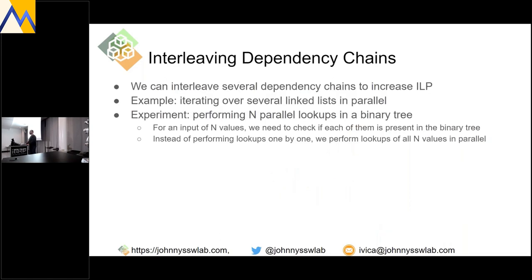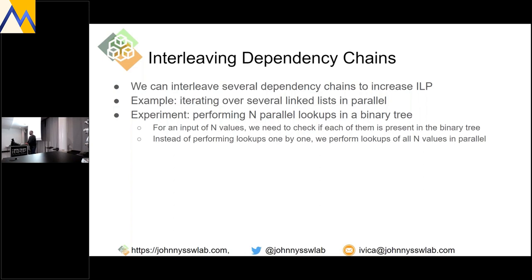Okay, next thing is you can interleave dependency chains. So imagine you have a dependency chain, then you take another dependency chain and you run them together. So interleave them. You run a little bit from one, a little bit from another one, and you do it like that. For example, you can process four linked lists instead of one. That's one way to do it. But you need to have additional data structures. So interleaving is possible, not always possible. You need to have additional data structures.